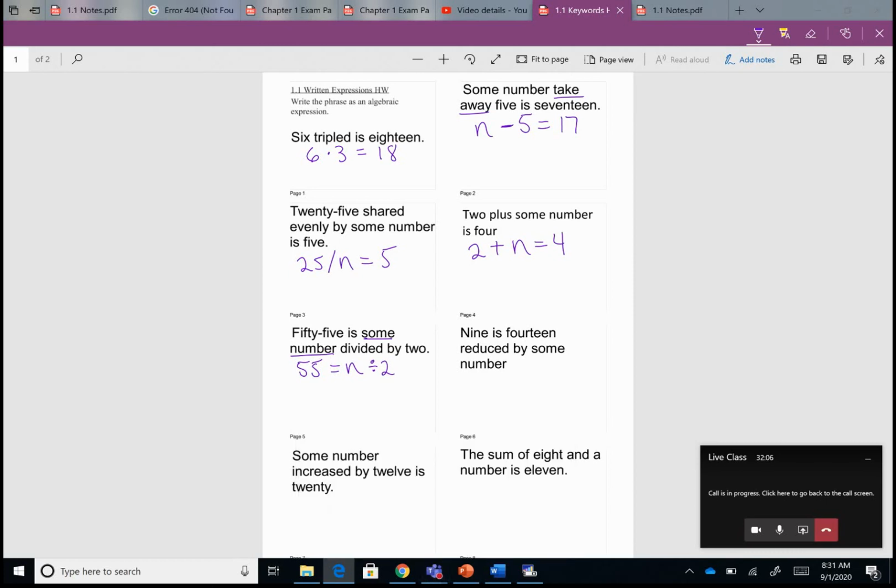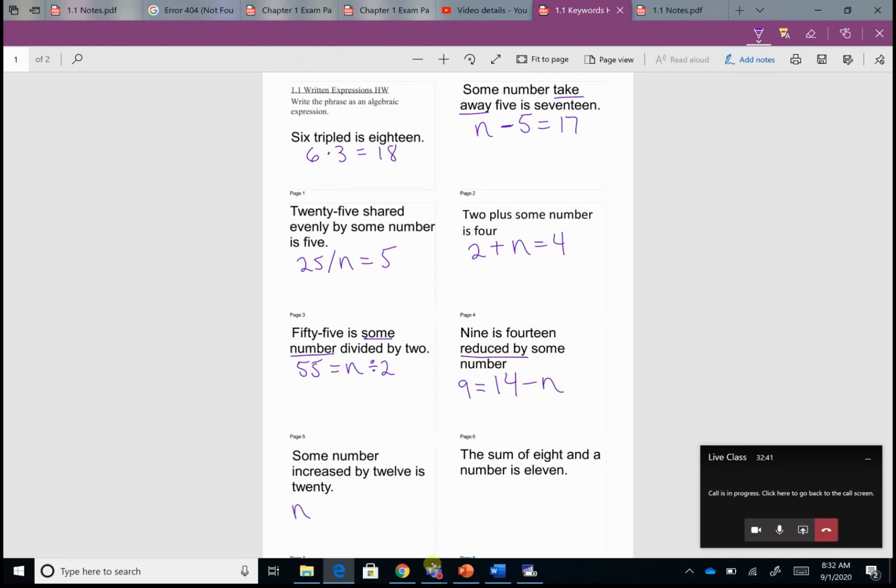All right, our next one. 9 is, so 9 equals 14 reduced by. If we need to check our foldable, reduce means we're going to subtract some number. A lot of us are using n, and that's fine. Again, I've seen x's. Don't change your variable because you put x and the person up on the board put n. It doesn't matter.